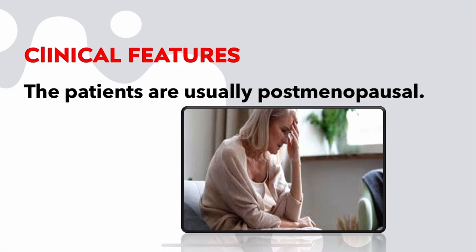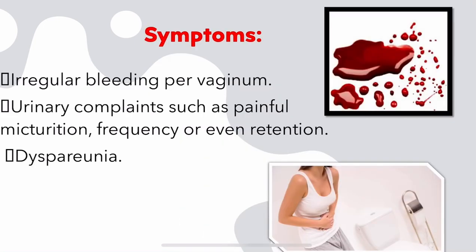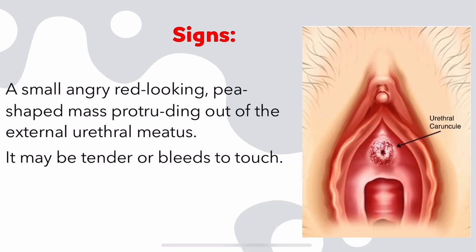The clinical features, like we saw, the patient will usually be in the postmenopausal period. Symptoms: if a patient is having a caruncle, she will complain of irregular bleeding per vaginum. The urinary complaints such as painful micturition. So we have the caruncle situated at the external urethral meatus, so the urine is going to be very painful. There is dysuria, frequency, and also retention of urine occurs because it is blocking the pathway for the flow of urine. And also dyspareunia, that is painful sexual intercourse.